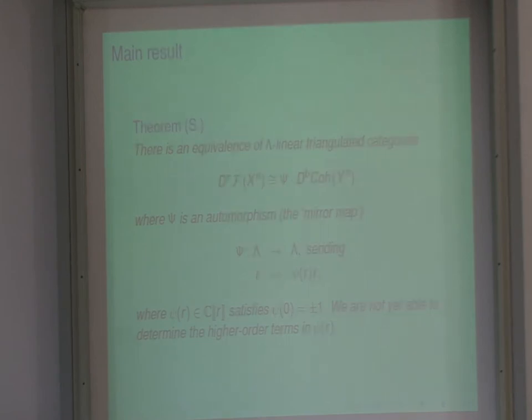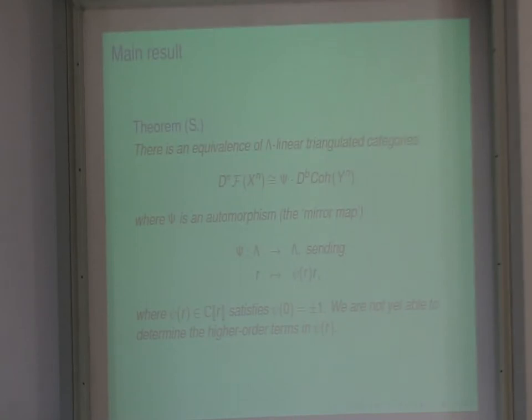To get this equivalence to work, we need to do some formal change of variables psi in the coefficient field Lambda. This takes the generator R and sends it to R times some formal power series whose leading order term is plus or minus 1. So this psi is what you call the mirror map, and very importantly, I'm not able to work out what the higher order terms in this psi are.